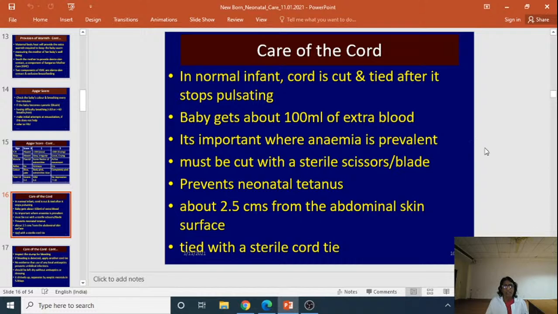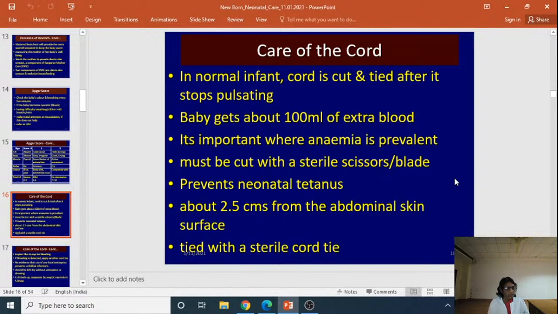Care of the cord. After the baby is born, we have just now discussed the resuscitation, breathing part. Next comes the care of the cord. In the normal infant, the cord is cut after it stops pulsating, because the baby gets around 100 ml of extra blood. It is very important in a country like India, where 70% of pregnant women are anemic, so when there is anemia, you have to ensure that the cord is cut after it stops pulsating, so that the baby gets the 100 ml of extra blood, which is lost if you cut immediately without waiting for the pulsations to stop.